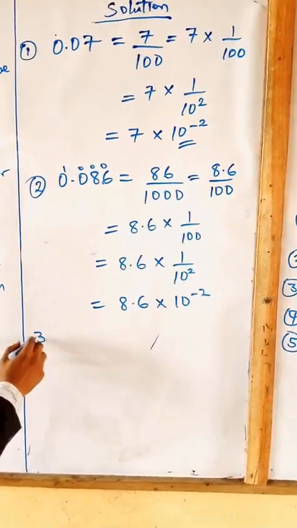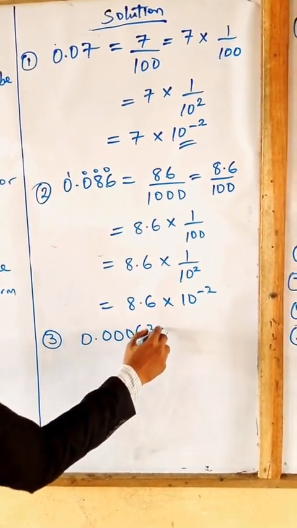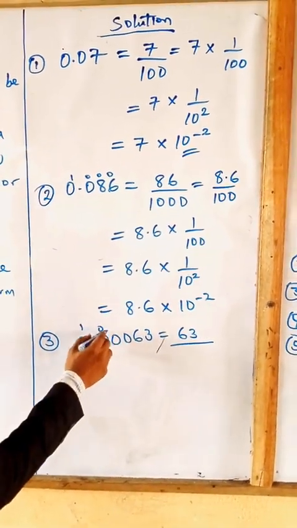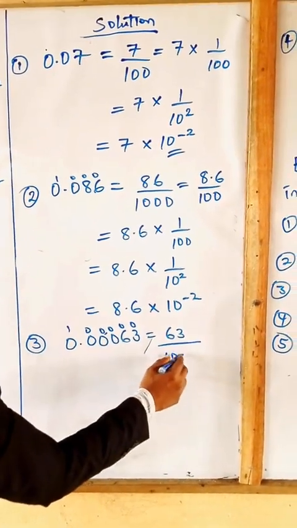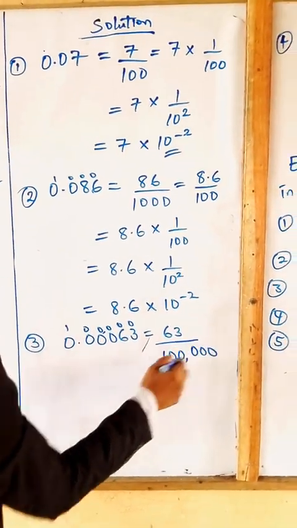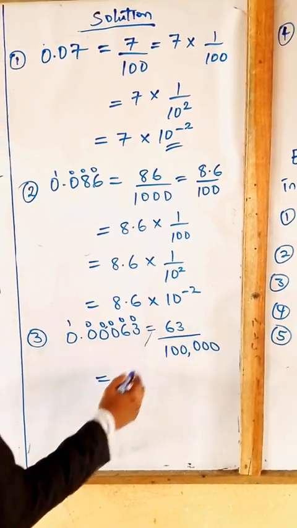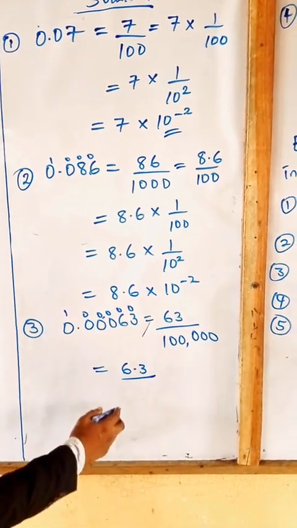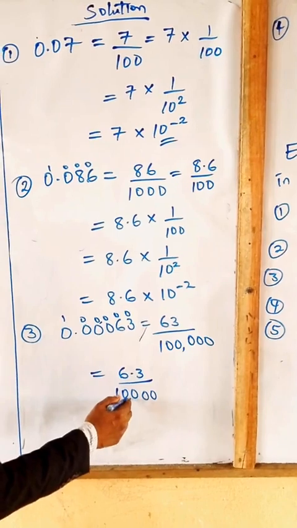Then the last but not the least, we have 0.00063. This will be 63. We are going to write it in form of a fraction, don't forget. So we have 63 over 100,000. And by the time the point moves from the invisible point here, we are going to have 6.3. We are going to remove 1 zero from what we have in our denominator side, so we are going to have 10,000.